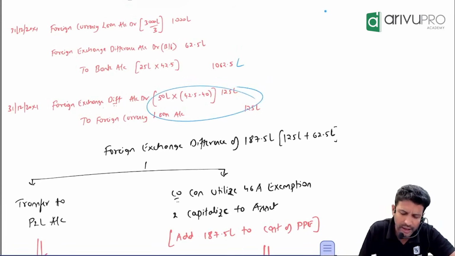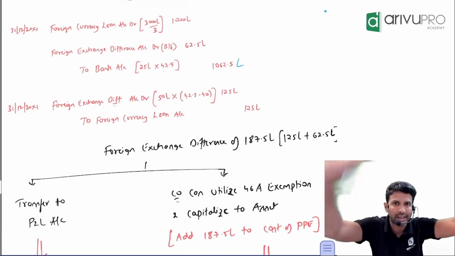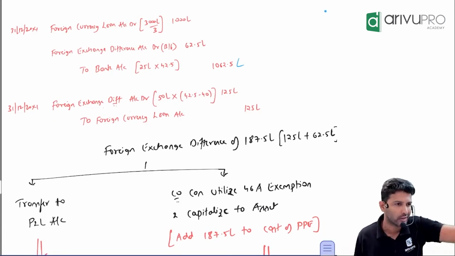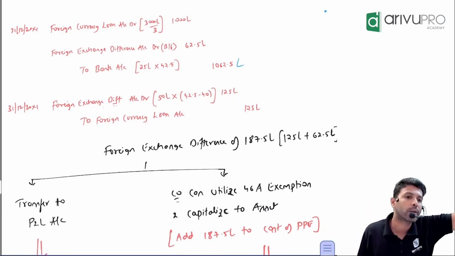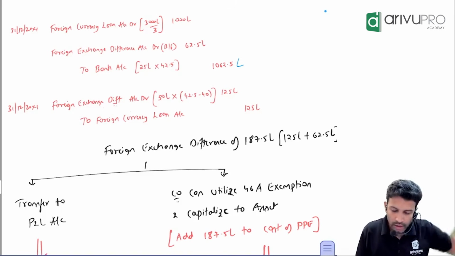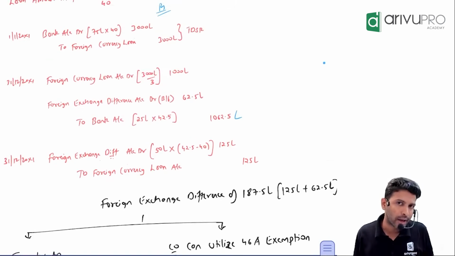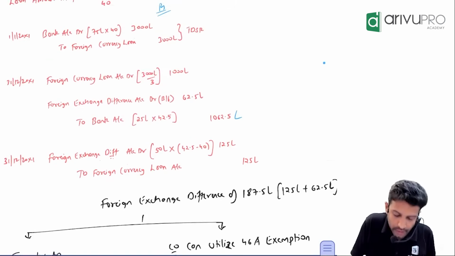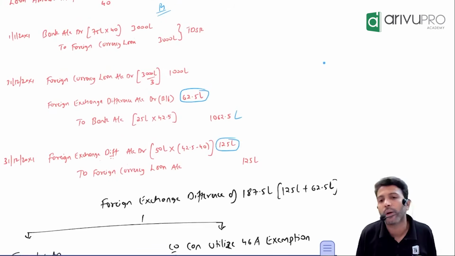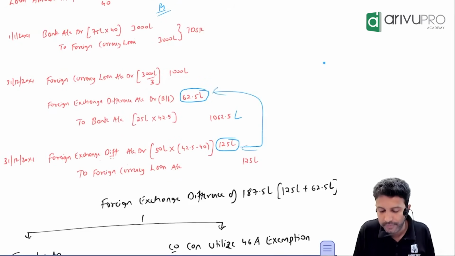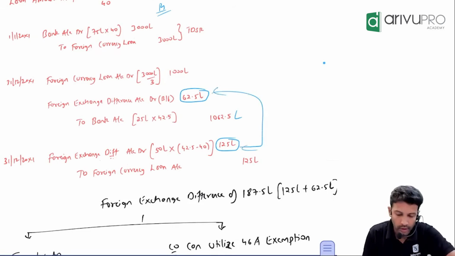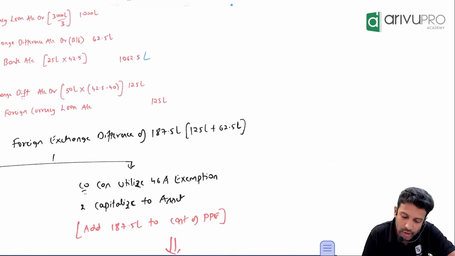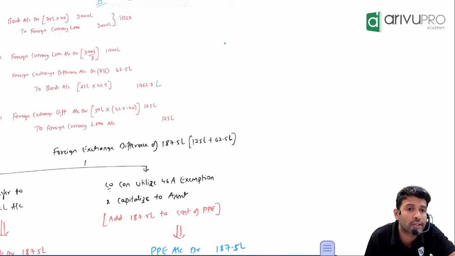There are multiple ways to calculate gain or loss, and I'm just showing you this of interest to a larger audience. What is the easy way? Okay. So far good. That means in net, how much is the loss you have suffered? Here the loss is 62.5. Here the loss is 125. So totally how much is the loss? 187.5 is the total foreign exchange difference or forex loss.